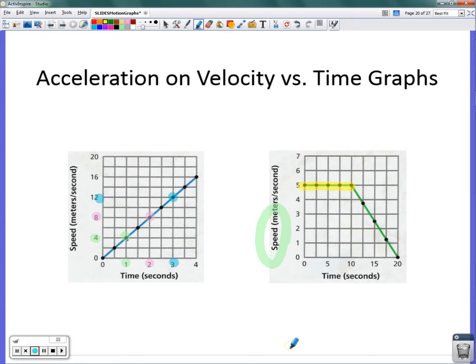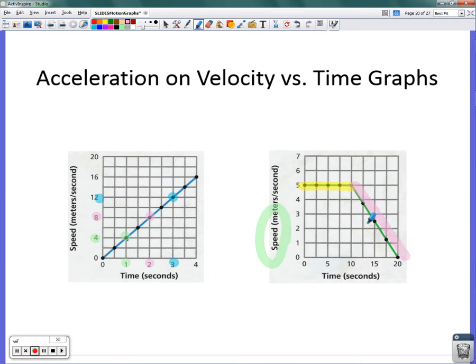Remember, acceleration, by definition, is the change in the velocity. This velocity is not changing. It doesn't mean the object is stationary. It means that the object is not speeding up or slowing down. So, on a velocity graph, horizontal lines don't mean stationary. They mean constant velocity, a movement with a constant velocity.